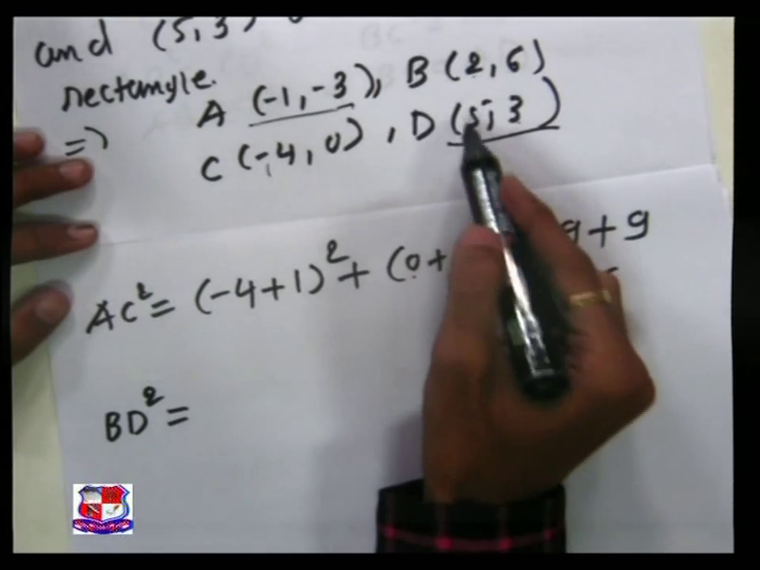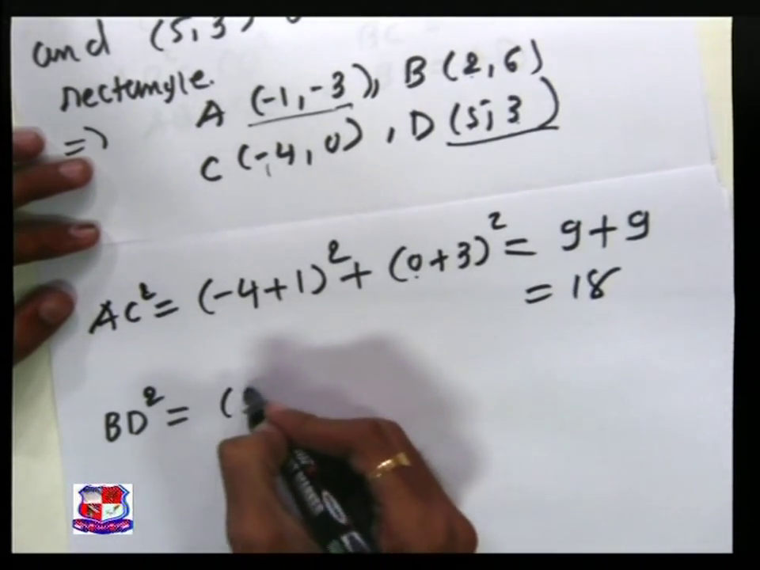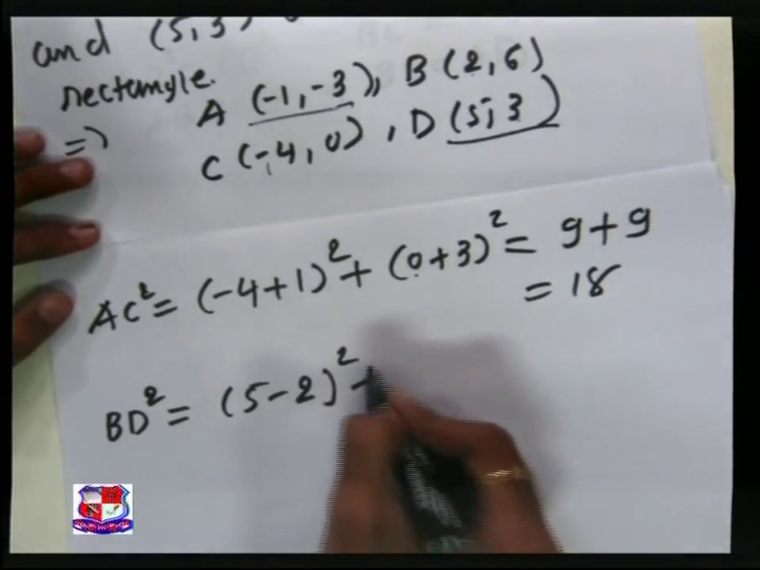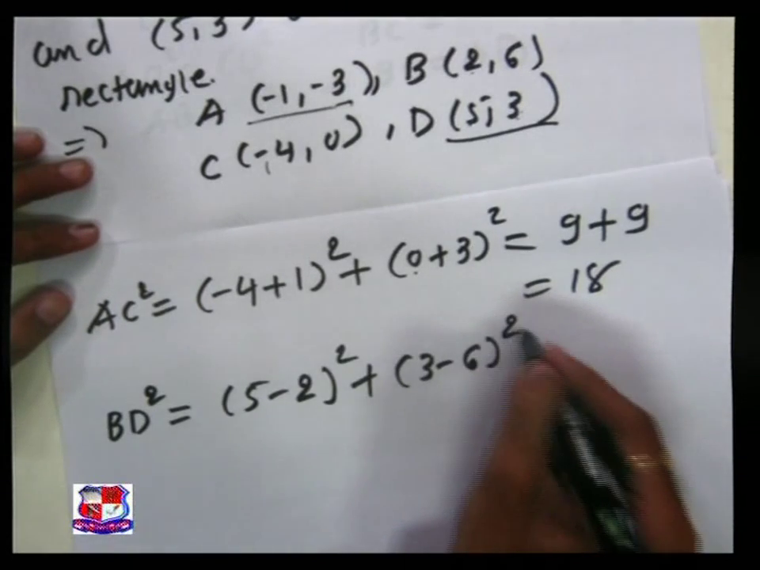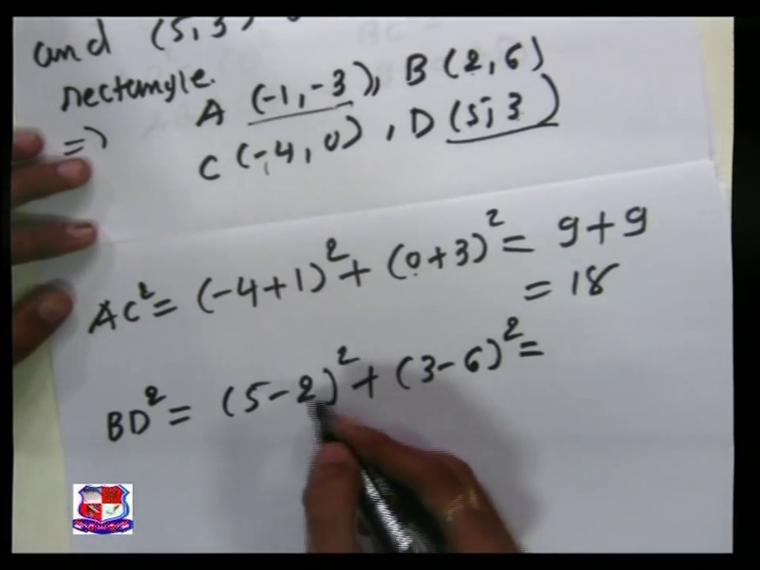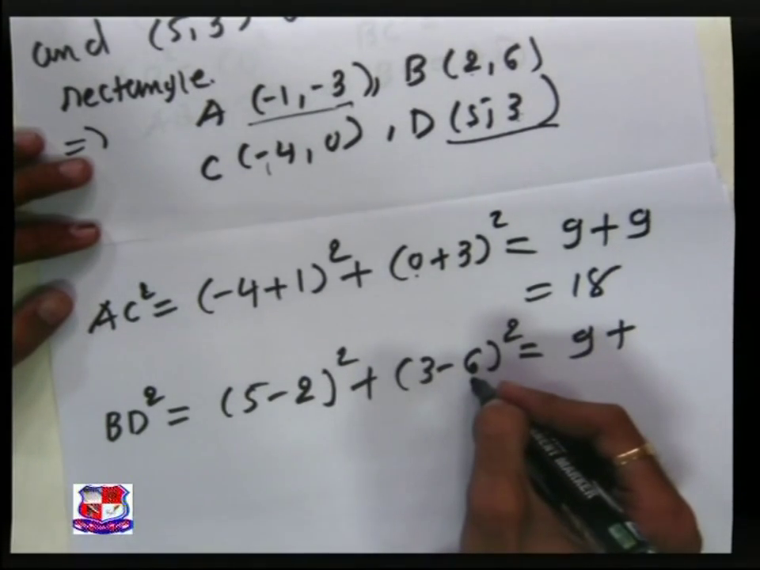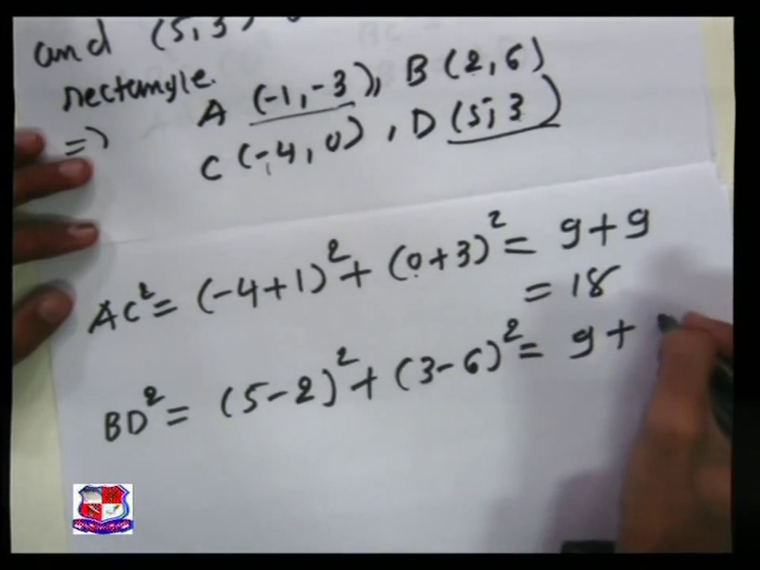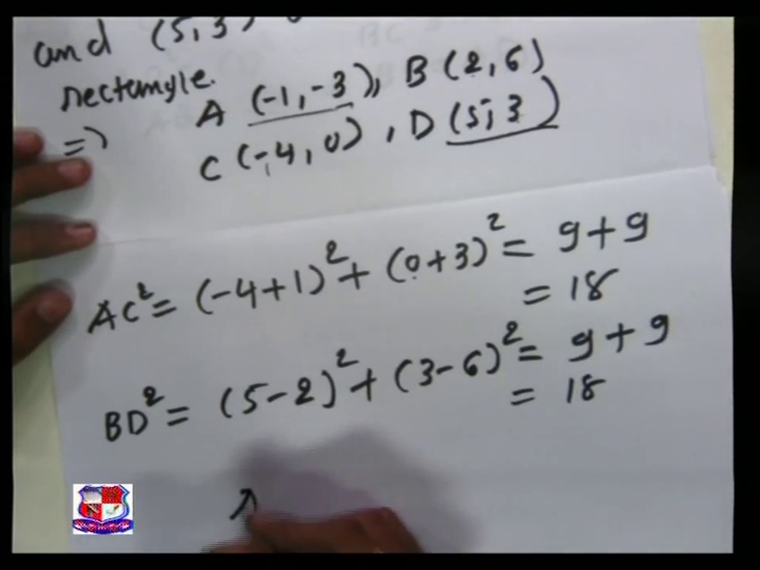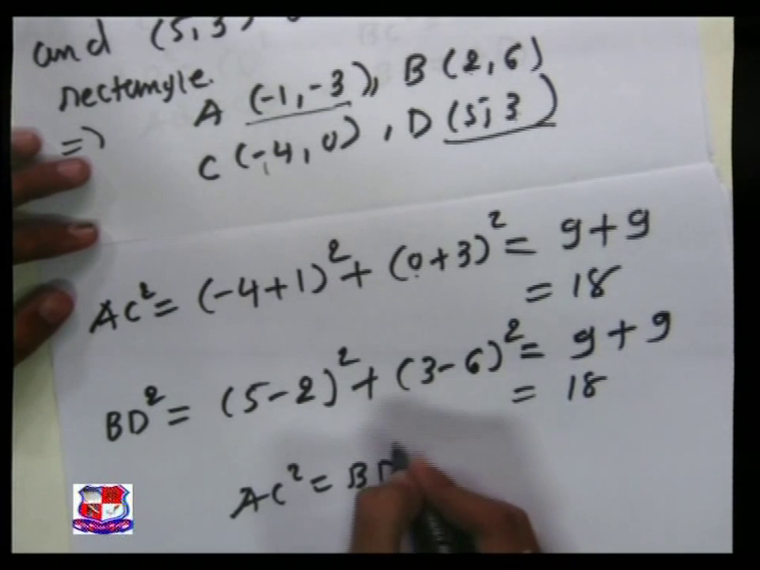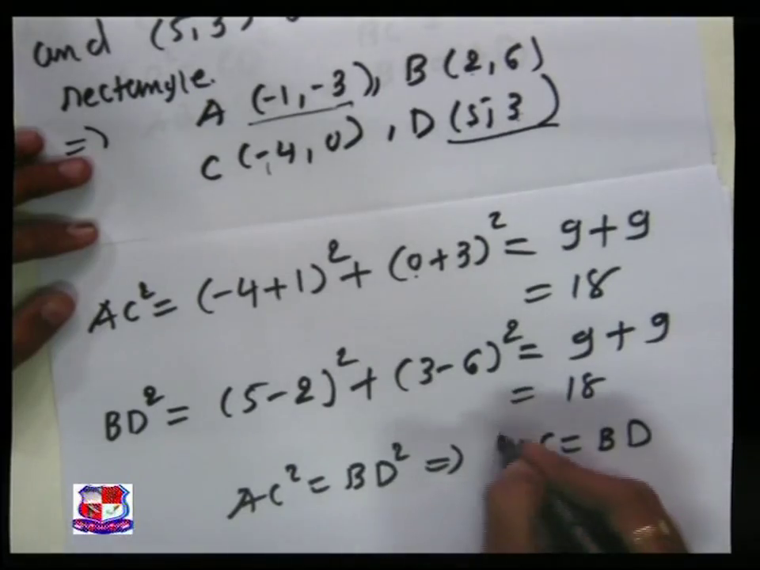So here B and D is here. So that is 5 minus 2. So 5 minus 2 whole square plus 3 minus 6 whole square. So 5 minus 2, that is 3. 3 square, that is equal to 9. In the same way, 3 minus 6, that is minus 3, and minus 3 square, that is equal to 9. So that is also equal to 18. So we get AC square is equal to BD square, implies AC is equal to BD.